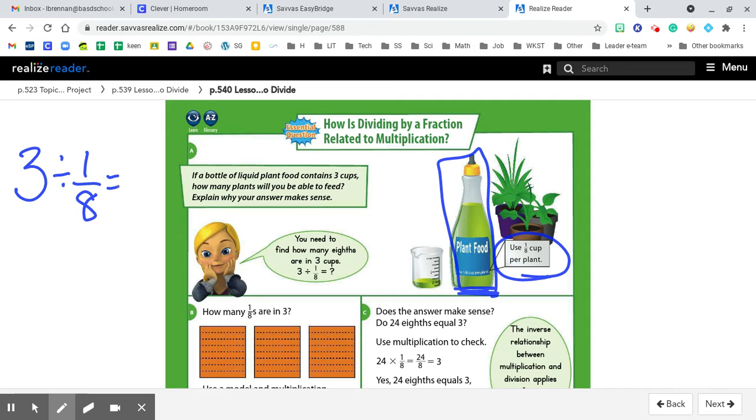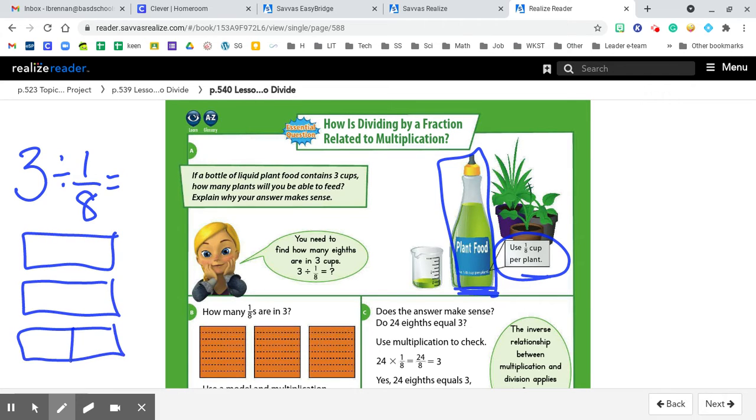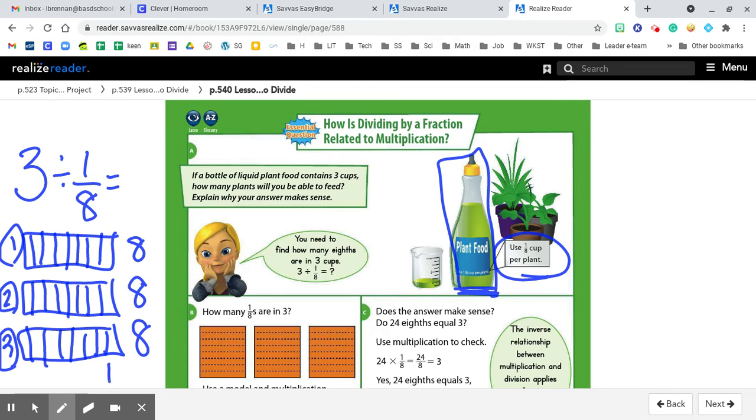feed with that? So I'm taking 3, and again, we can show this with fraction strips or with a drawing, and we're dividing it into 8 pieces, so it's eighths. So we have 3 cups, and we're going to see how many eighths we can get out of 3 cups. Well, out of 1 cup, we can get 8/8. That's 1 cup. Then that's a second cup and a third cup. We get 8 plus 8 plus 8. So using repeated addition, we'll get 24. We'll be able to feed 24 plants.